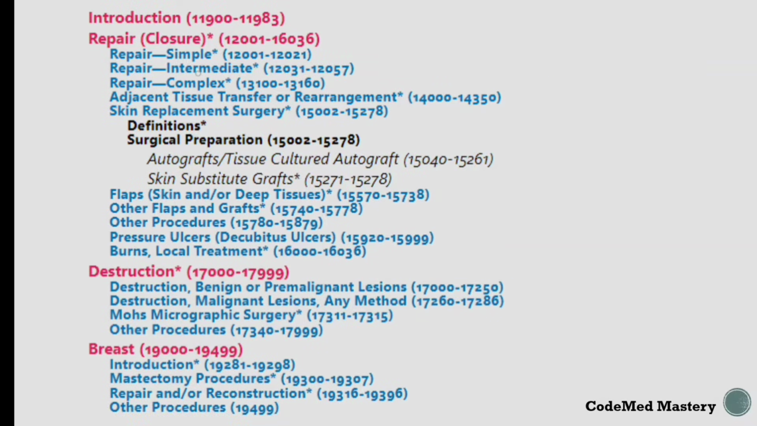Next codes are repair codes, which involve simple repair, intermediate repair, complex repair, adjacent tissue transfer or rearrangement, skin replacement surgery, and you have grafts, skin substitute graft codes, flaps, then pressure ulcers, burns, destruction of benign or pre-malignant lesions, destruction of malignant lesions, Mohs micrographic surgery, other procedures. Then you also have codes related to breast, which is introduction, mastectomy procedure, repair and reconstruction, and also some other procedures. So today we are going to learn important guidelines related to CPC exam as well as coding operative reports.